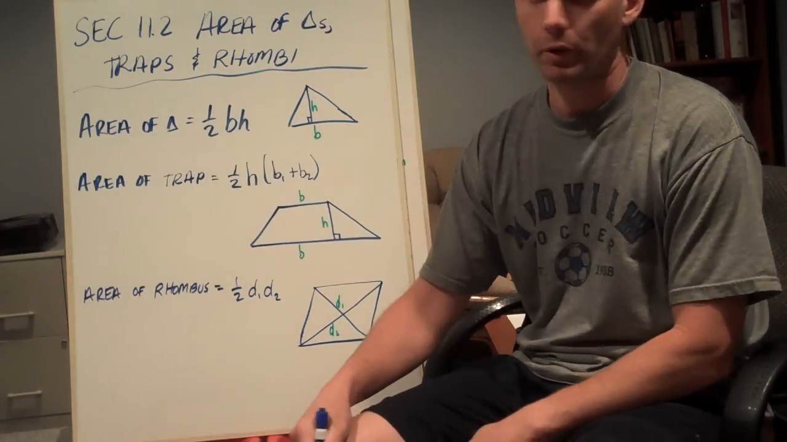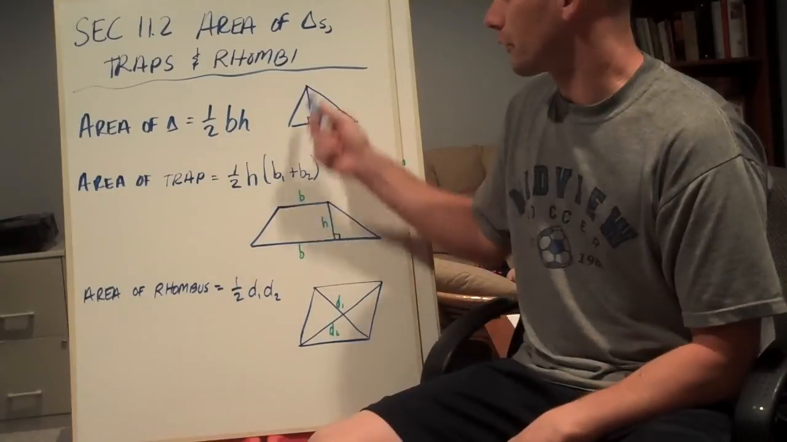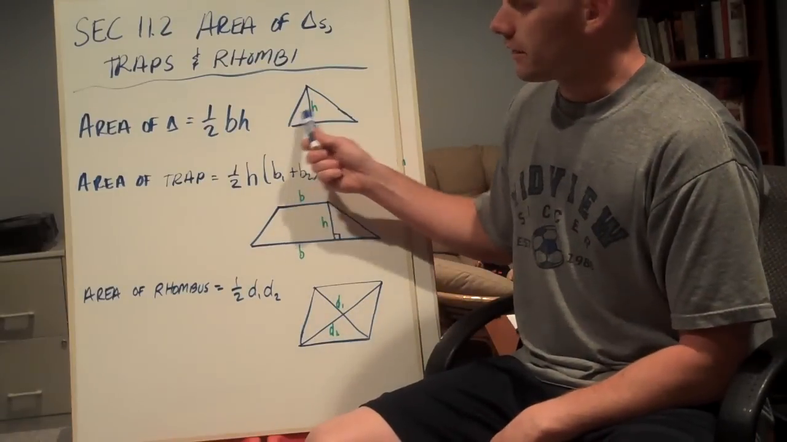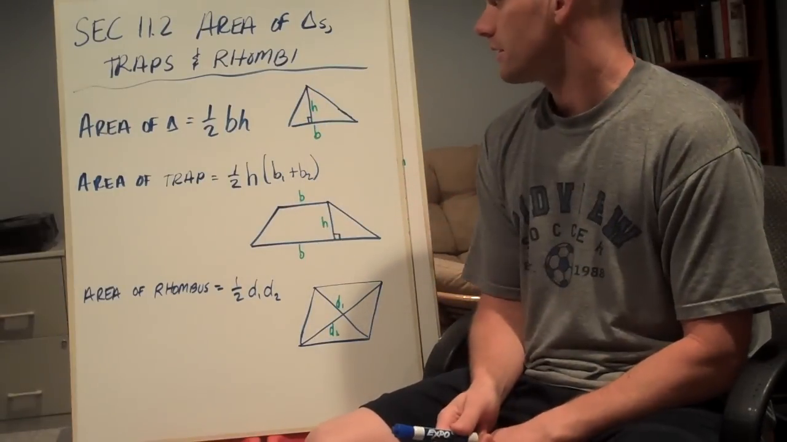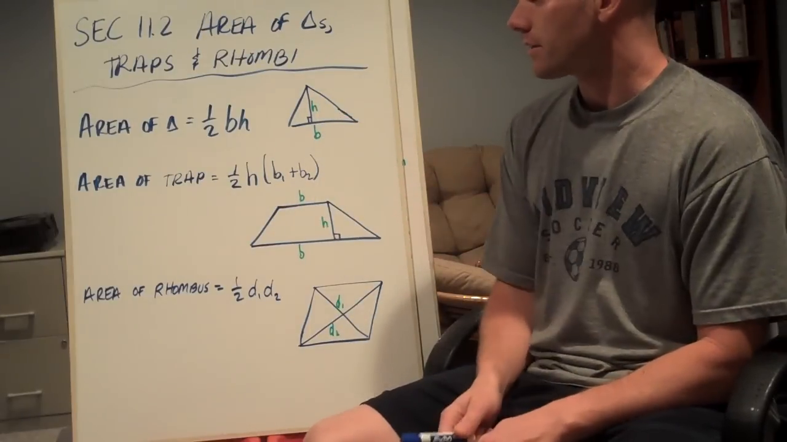As we talked about with the parallelograms, the height is going to be an altitude coming from a vertex straight down. The side that it intersects should be the base of your triangle. So here you see we've got the height, here we've got the base.